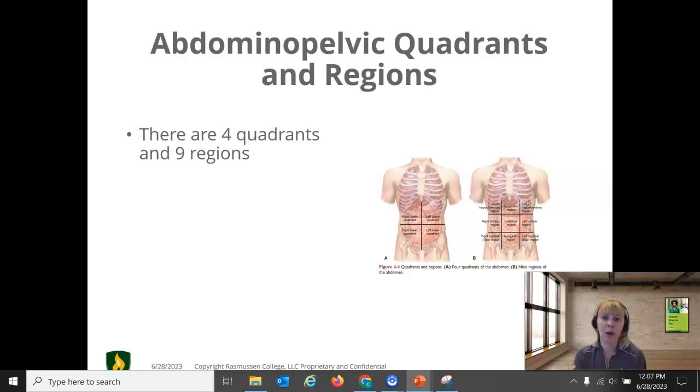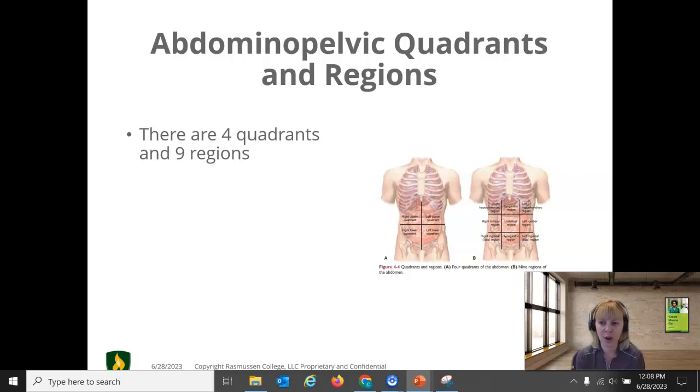In the abdominal pelvic cavity, we have what we call quadrants and regions. These are used to describe the location of many abdominal and pelvic organs more easily. The abdominal pelvic cavity is divided into 4 quadrants with 2 imaginary lines, and they form a cross in the midsection of the lower torso.